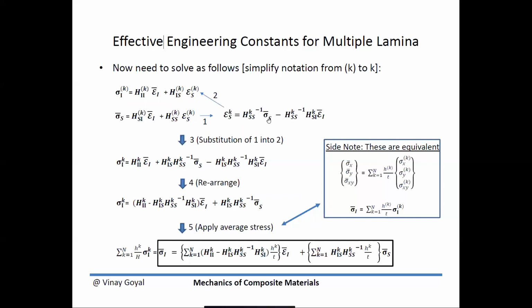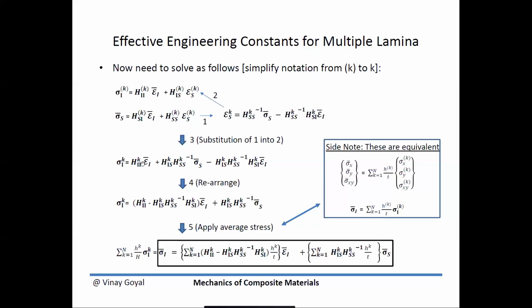That's really what we did here. Once I got to this, I can now substitute 1 into 2 to get that, basically. So solve for epsilon S k, plug that into the first equation. And this is what we get here. Okay, now things are getting messy, but don't lose sight that these H matrices are fully known. These are 3 by 3, 3 by 3, 3 by 3. So these are all just multiplications, and there's nothing to be worried about at this point in time.